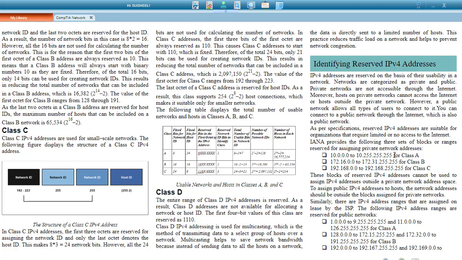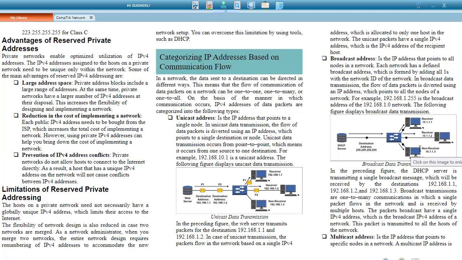1.0.0.0 to 9.255.255.255 and 11.0.0.0 to 126.255.255.255 for Class A. 128.0.0.0 to 172.15.255.255 and 172.32.0.0 to 191.255.255.255 for Class B. 192.0.0.0 to 192.167.255.255 and 192.169.0.0 to 223.255.255.255 for Class C.